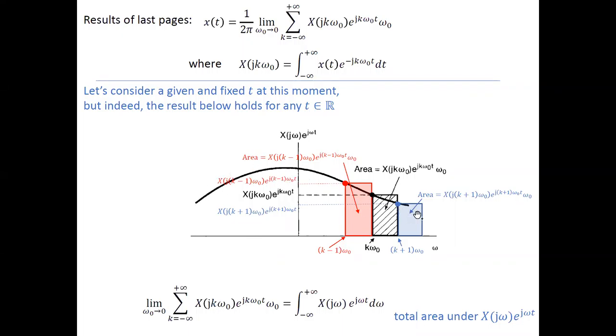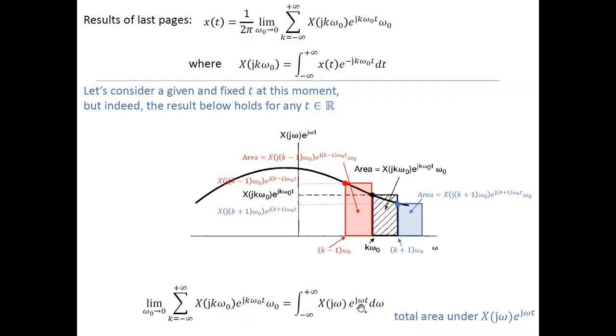this smooth curve. And we learned in our calculus class that this total area of those rectangles, as it becomes finer and finer, thinner and thinner, defines the Riemann integral, which is the integral from minus infinity to plus infinity of this smooth curve, this black smooth curve, d omega, which is the total area covered by this smooth curve. Okay.